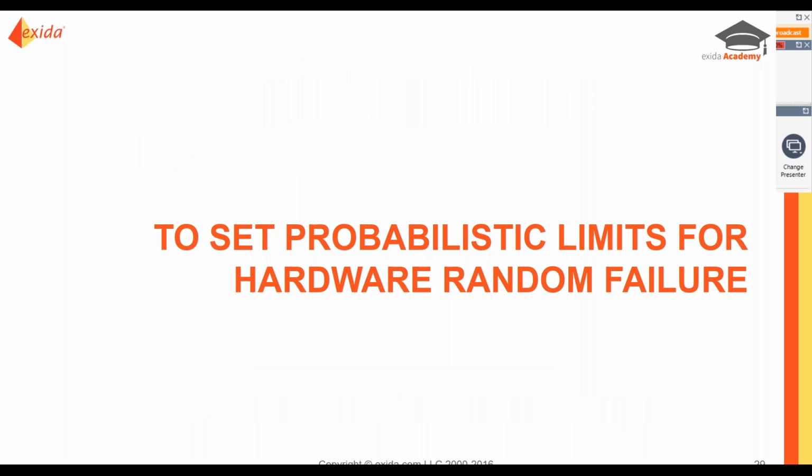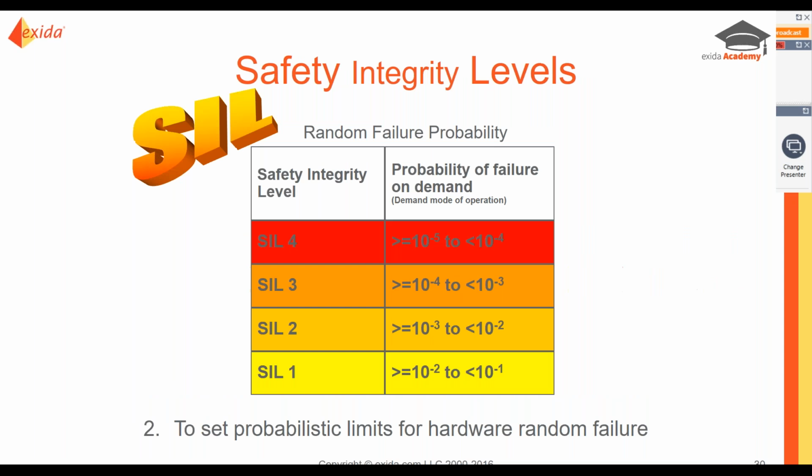The next thing you can do with your SIL rating of this SIL device, you can set probabilistic limits for hardware random failures. And that is to look at the probability of failure on demand, or if you've heard PFD average being used. And you can say, well, I have a SIL2, I'm going to fall into this PFD mode, or I need this PFD mode, I'm going to need a SIL2 rated device.